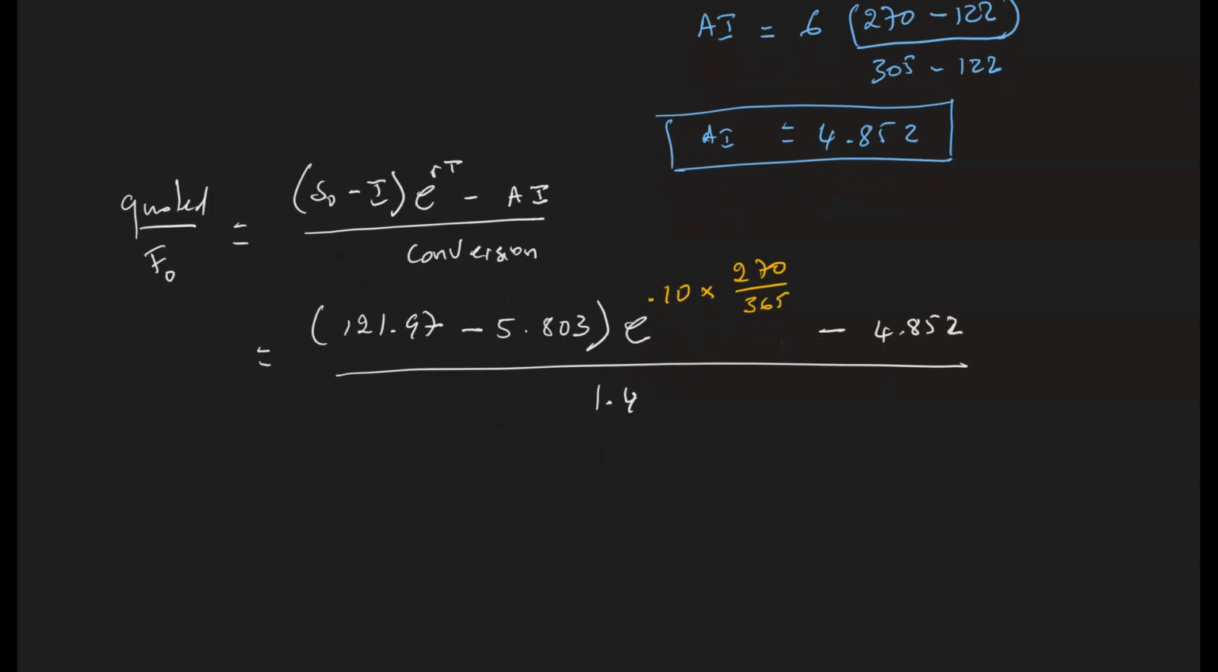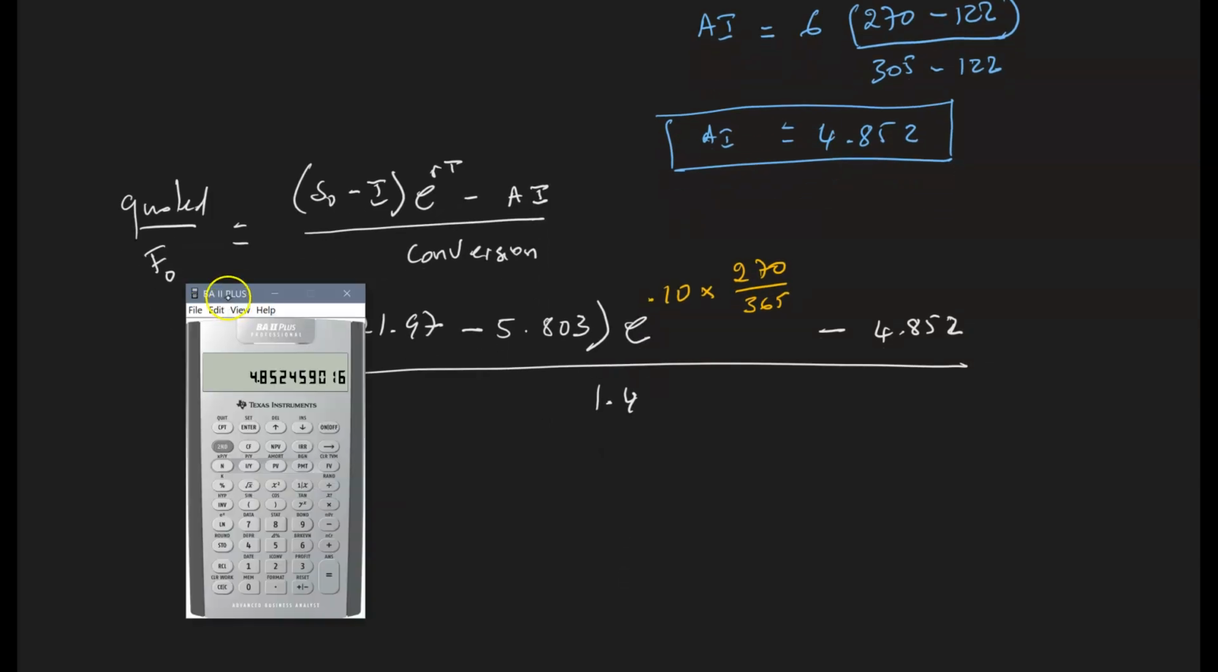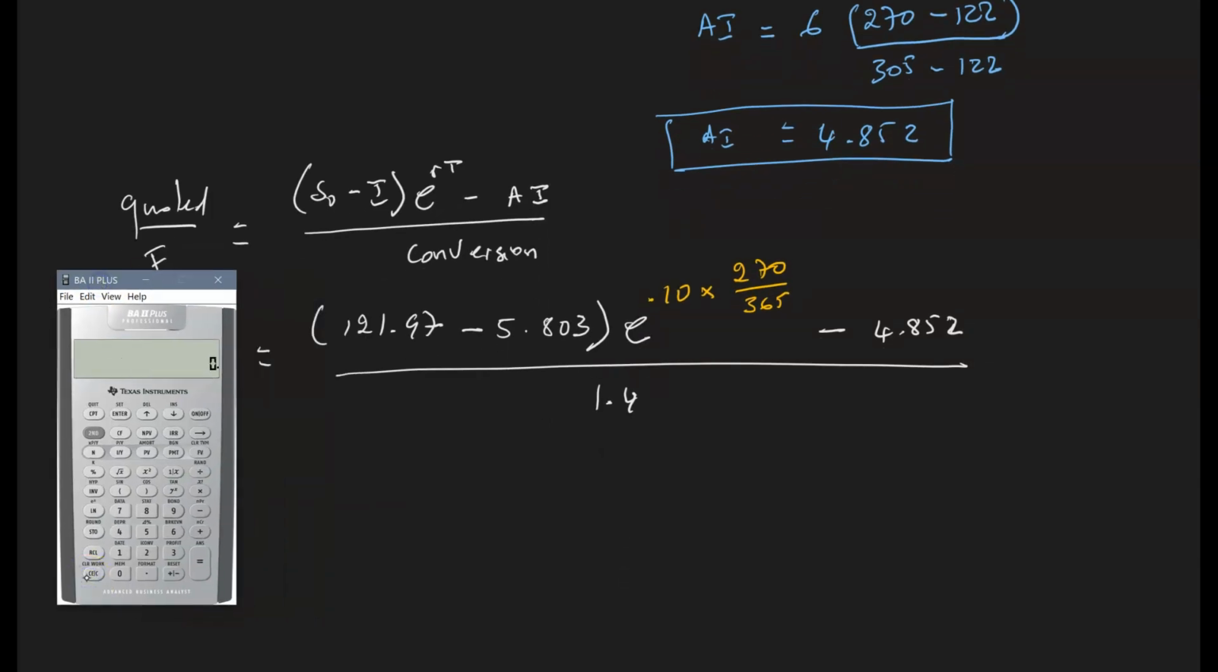All right, so let's do just that. I'm going to pull my financial calculator. I'm going to clear that. So I'm going to start with what we have in the exponential. So I'm going to do 270 divided by 365. That gives me t. I multiply that by the interest rate, which is 0.1, equal. That gives me the value that I need in the exponential there. I take the exponential of that.